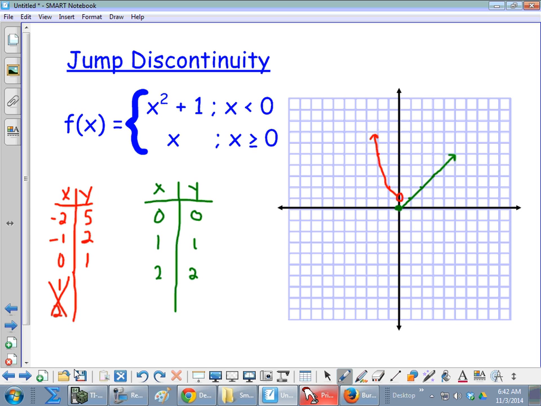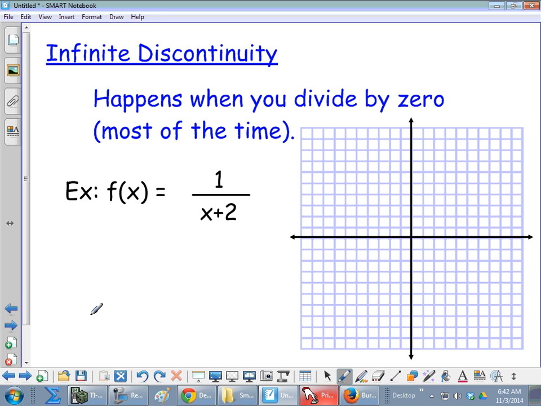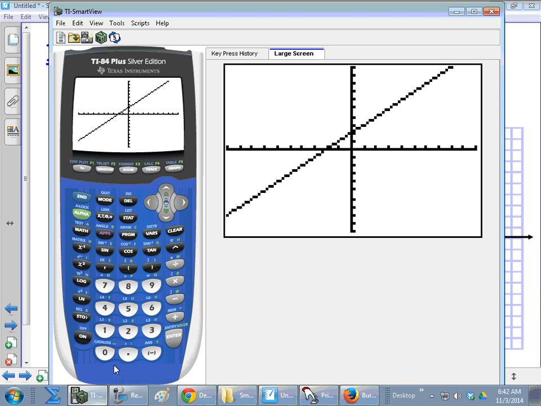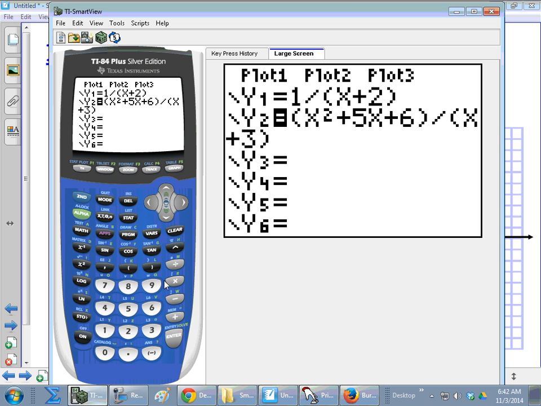Okay, let's look at the next type of discontinuity. This is called infinite discontinuity, and this happens when you divide by 0 most of the time. There is going to be an example of when you divide by 0 where this isn't the case. So I have this in my calculator. Let's look at the first example here. We'll look at this other example in just a minute.